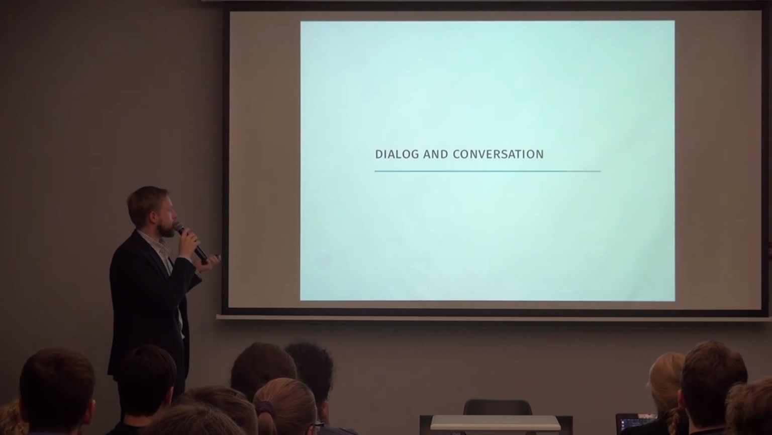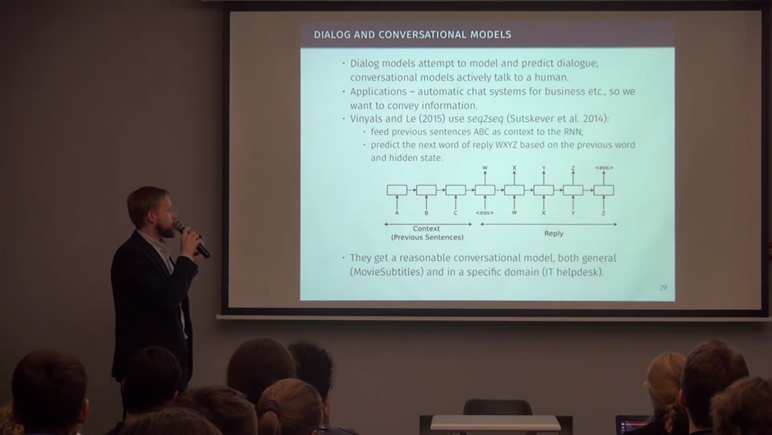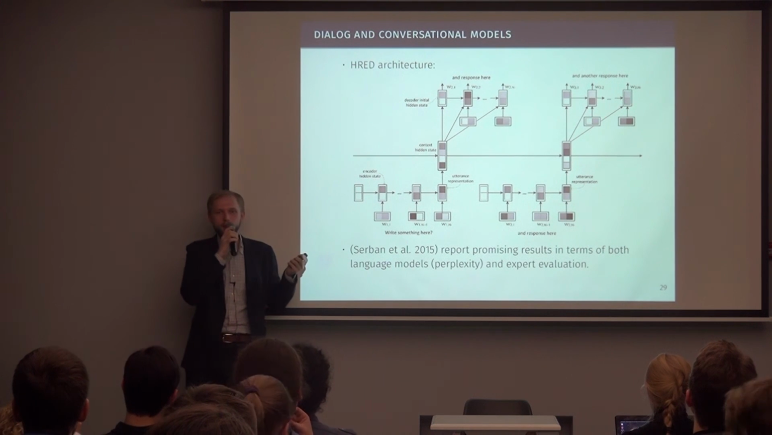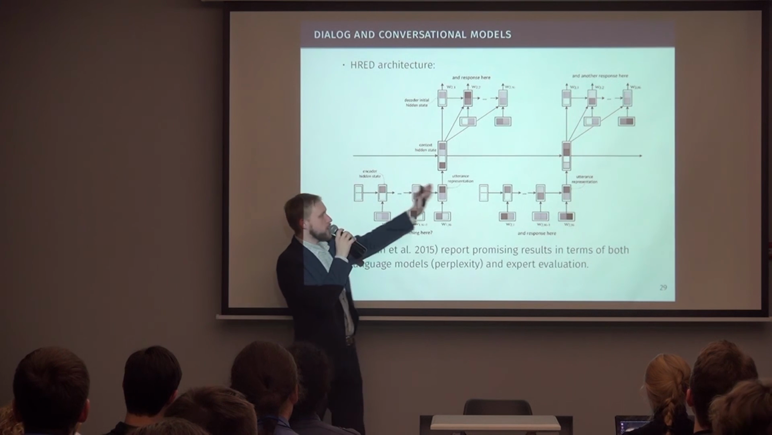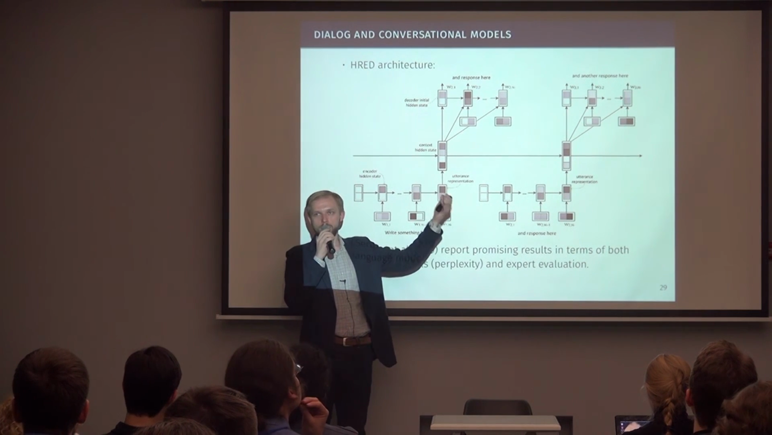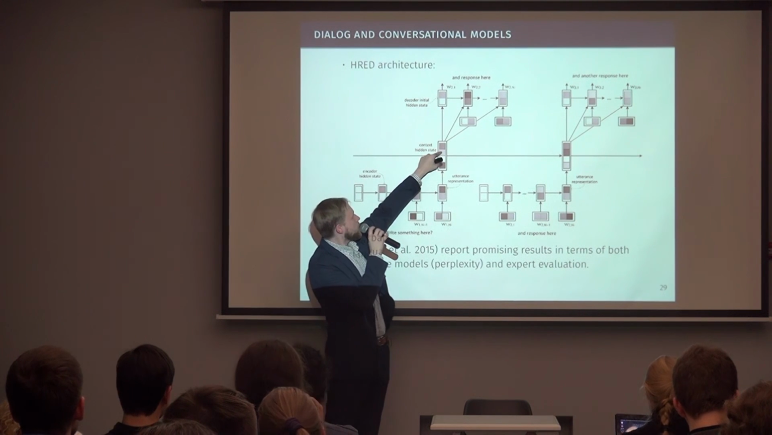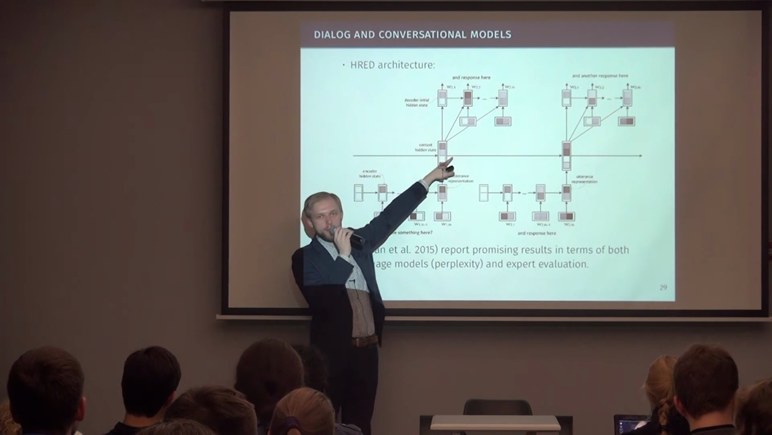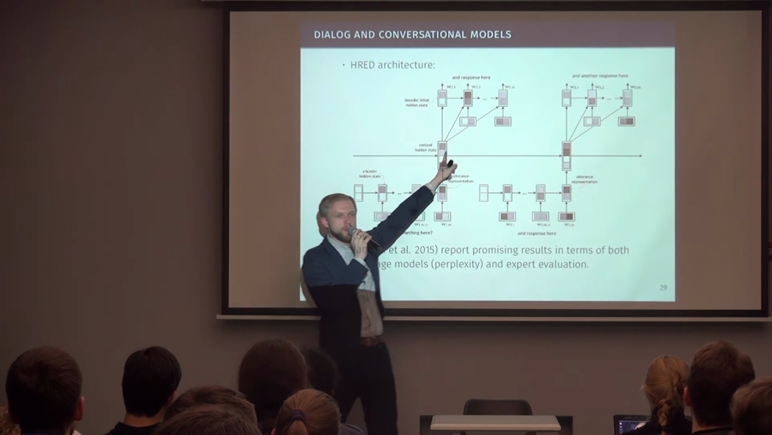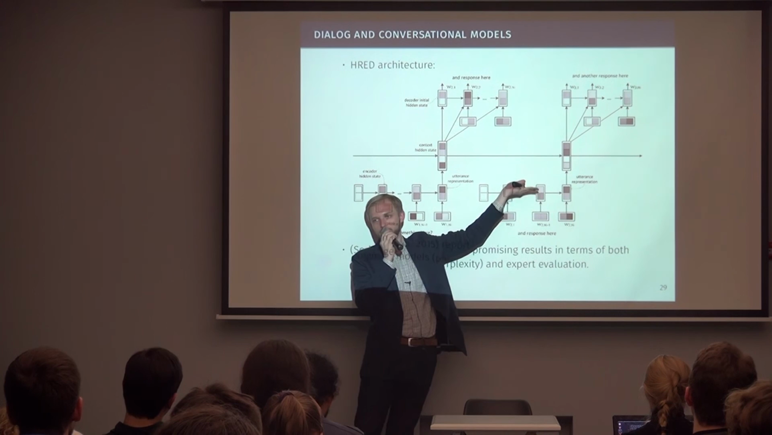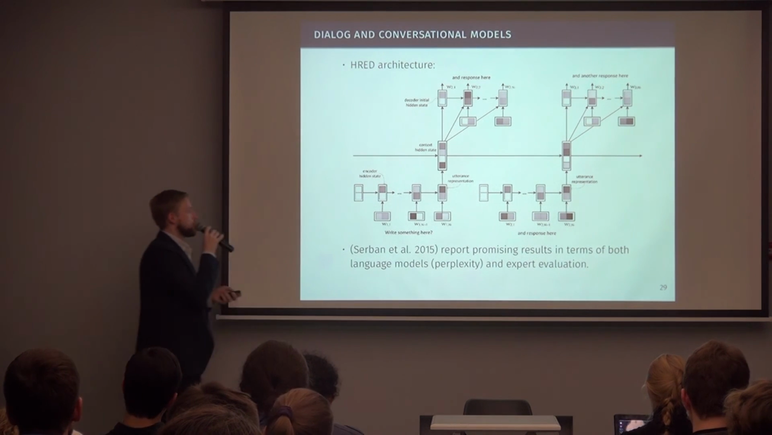I'll skip that. I'm running out of time. I think I will skip the dialogue and conversation because it is basically the same idea. Again, you have an encoder for the input utterance, and then the hidden state and the context from the previous conversation go into a decoder that produces your utterance. And the dialogue goes like this. So it's kind of easy.